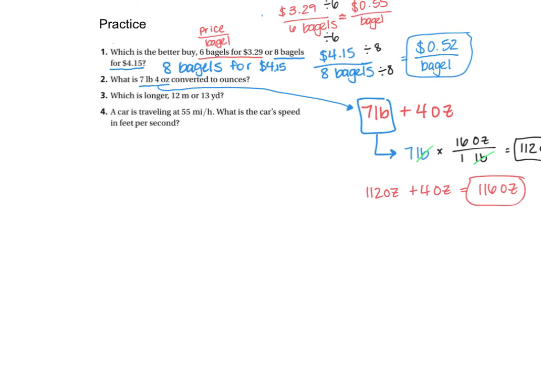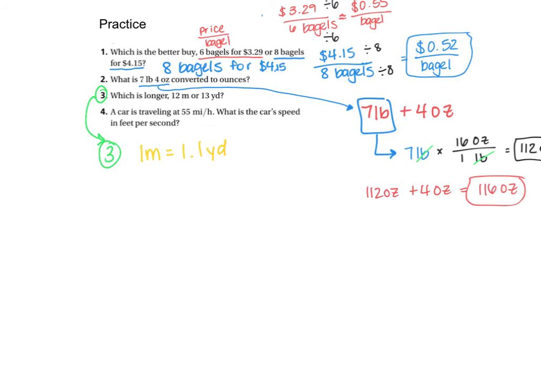All right, let's take a look at number 3. So which is longer, 12 meters or 13 yards? So whenever it gives us 2 units that are different, we have to change one into the other unit, okay? So our conversion factor for this one is that 1 meter is equivalent to 1.1 yards, okay? So if that's the case, let's go ahead and change that 12 meters into yards and figure out if it's more or less than 13.